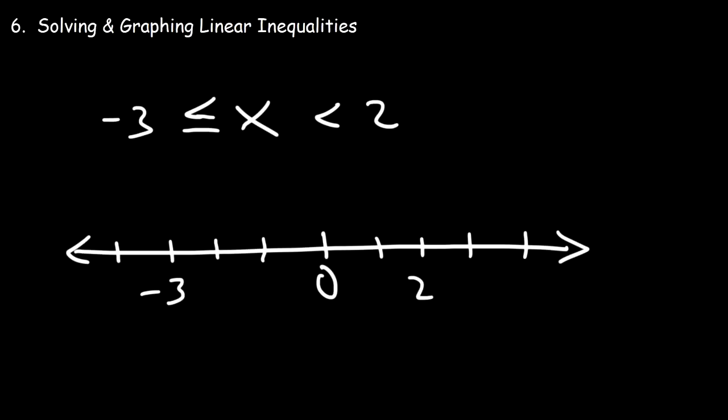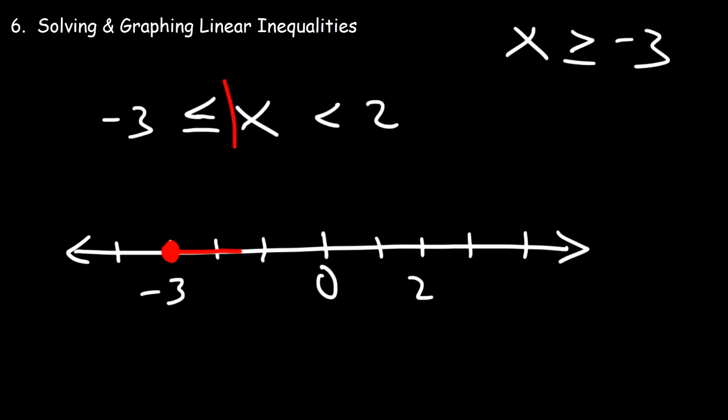The first thing that we could see is that x is greater than or equal to negative 3. You can also read it as negative 3 is less than or equal to x. But you can take that portion and write it this way if it's easier to see it. So this means that we're going to have a closed circle at negative 3, and because x is greater than negative 3, we're going to shade to the right of negative 3.